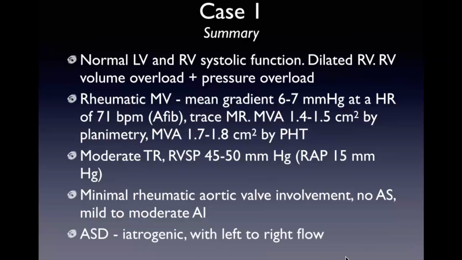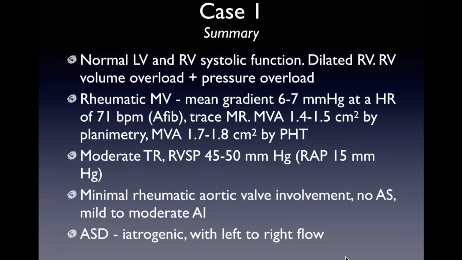Okay, so here's a summary of the echo report. So normal LV and RV size, systolic function, or low normal LV systolic function. The RV is dilated, and there's septal flattening, both in systole and diastole, although it looks a little bit more in diastole, right? The mitral valve is rheumatic in configuration. The mean gradient is 6 to 7 millimeters of mercury at a heart rate of 71 beats per minute. Atrial fibrillation. Trace mitral regurgitation.